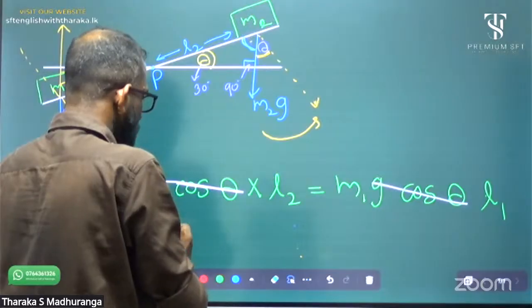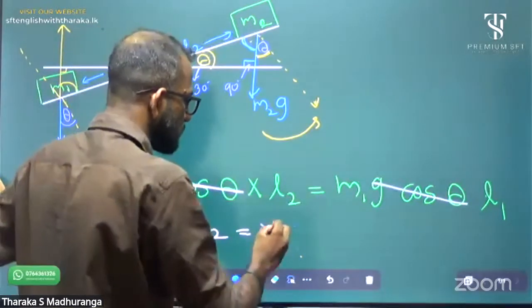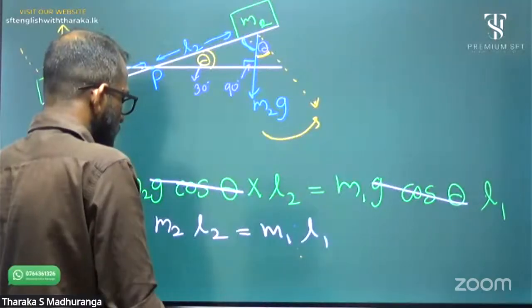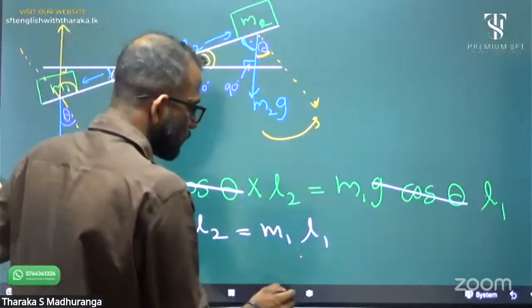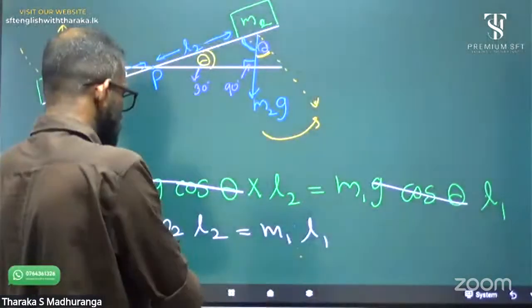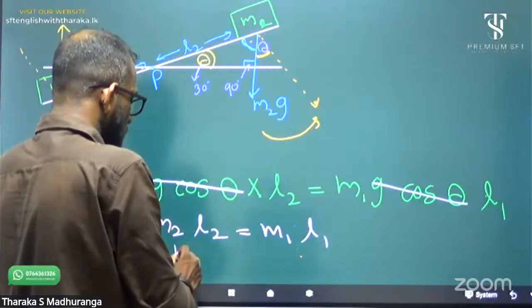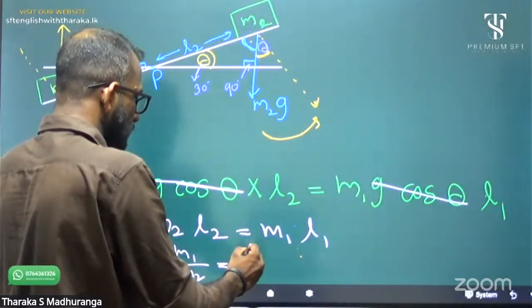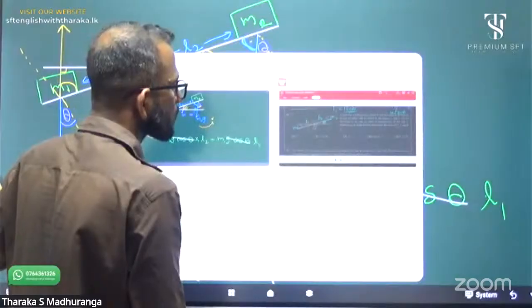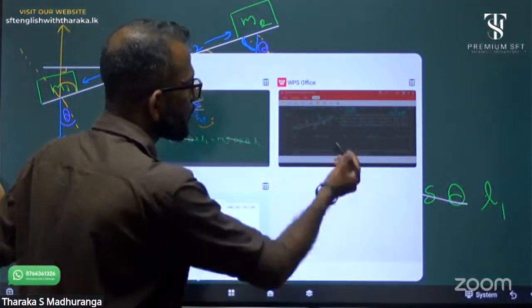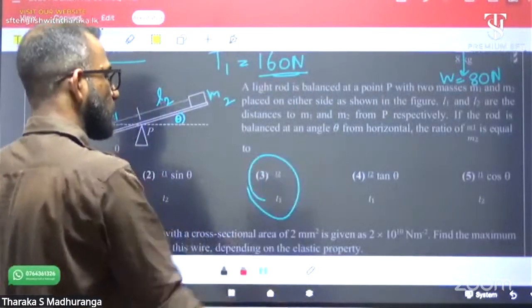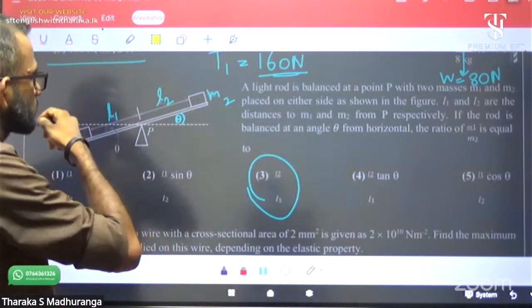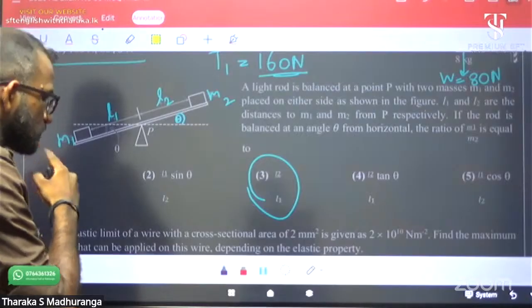Now M2 L2 equals M1 L1. The question asks M1 over M2, so M1 over M2 equals L2 over L1. Answer number 3.